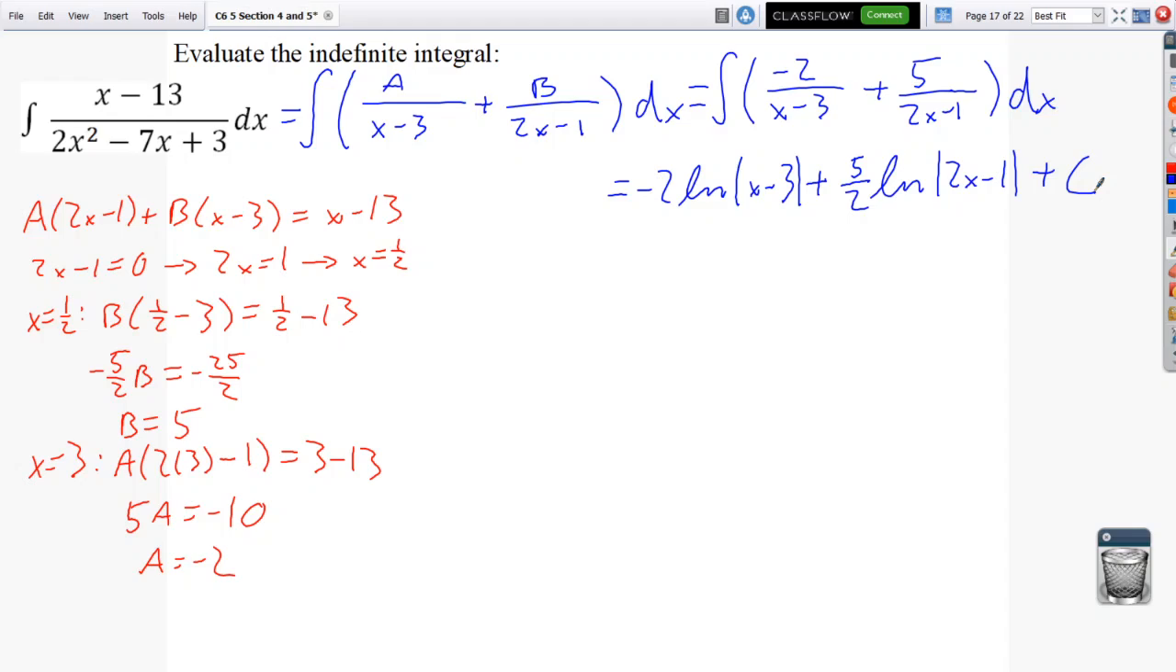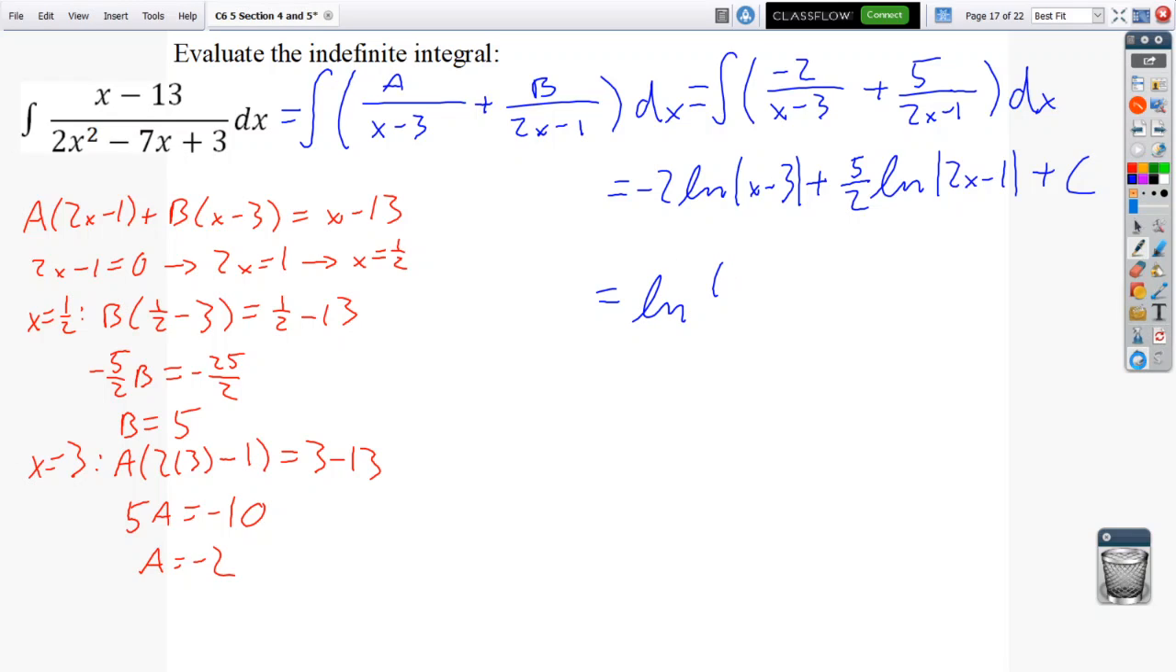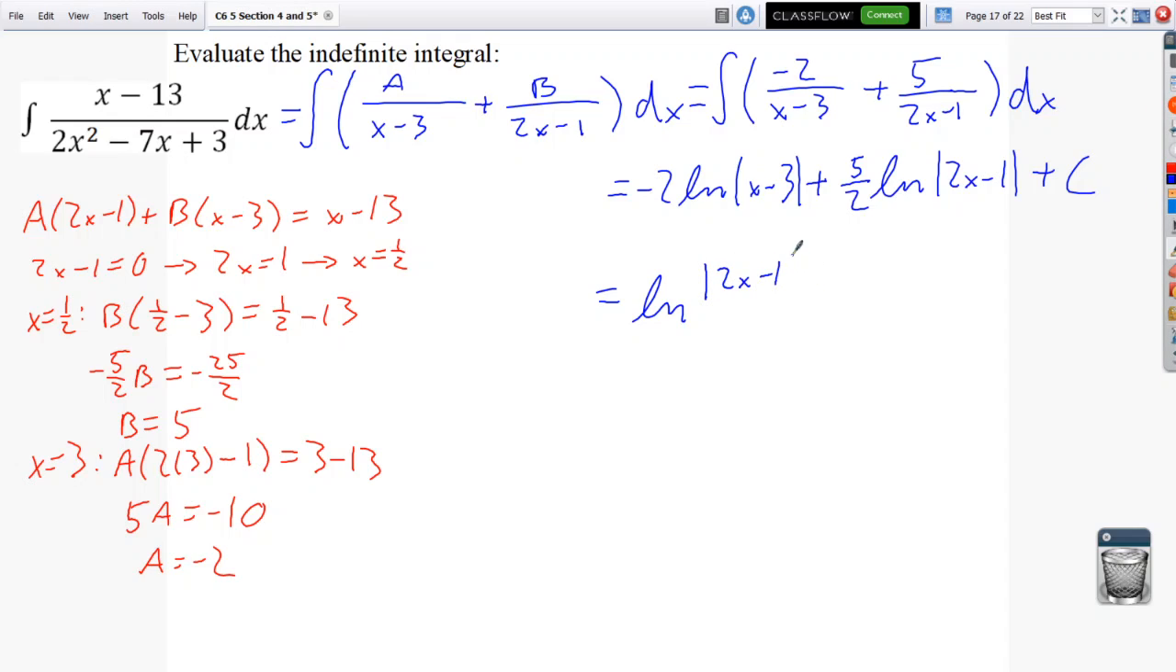And because we like doing it, we would have, the positive stays up top, so ln of, that will have to have a magnitude of 2x minus 1 to the 5/2 power over, that one doesn't need it, x minus 3 squared plus c.